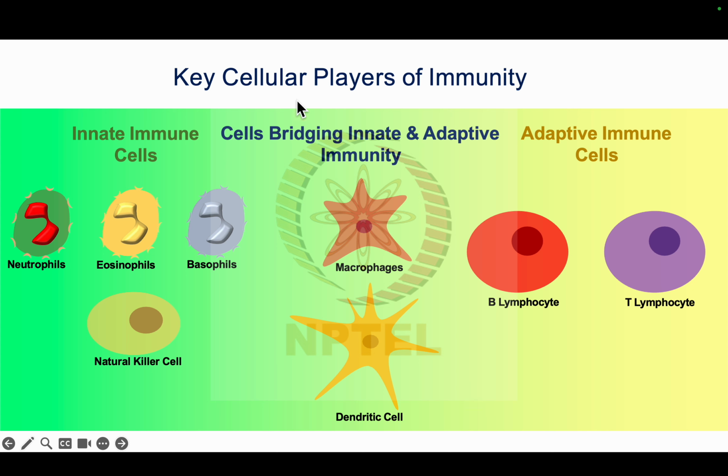Key cellular players of immunity. The innate immune cells are neutrophils, eosinophils, basophils, NK cells, also dendritic cells. Adaptive immune cells are B cells and T cells, and there are some cells which act very crucially in bridging innate and adaptive immunity. You can say those are innate immunity, but also, they help a lot in activating adaptive immune cells. Those are macrophages and dendritic cells.